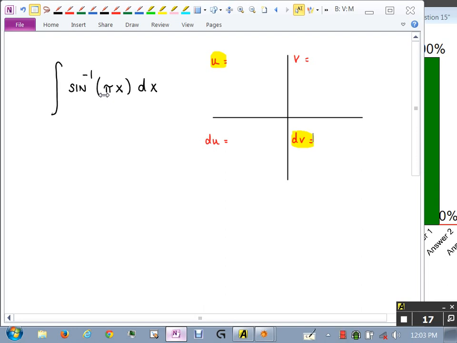So if I'm going to let u be the arc sine, the question would be, in the new integral, I would need to know the derivative of that. Do you know the derivative of arc sine? Yes. What do you choose for dv? dx. The dx by itself is actually just like a 1. So it may not appear obvious right now that this is going to work, but let's try it. I'm going to let my u be the arc sine of pi x. I'm going to let my dv be dx.